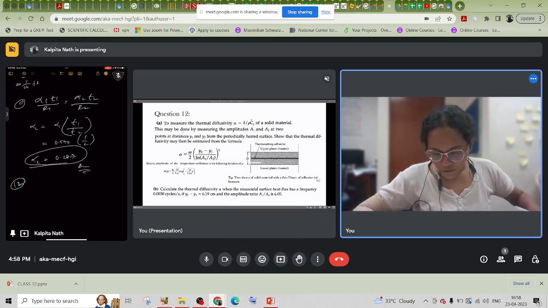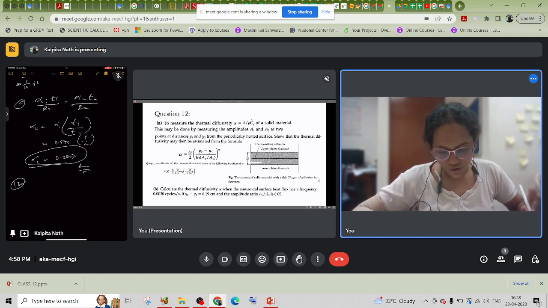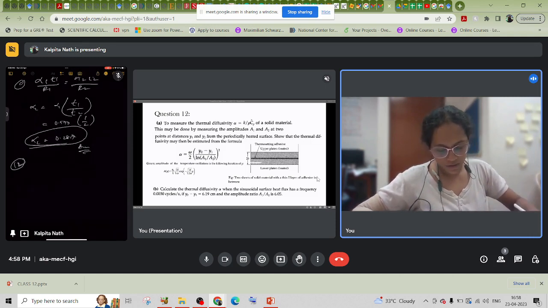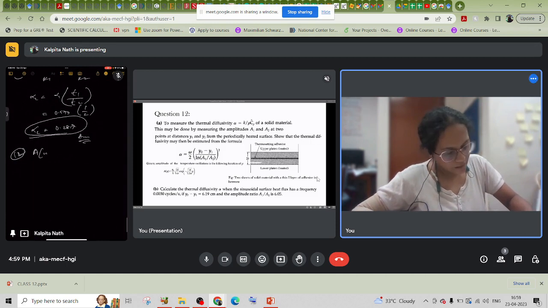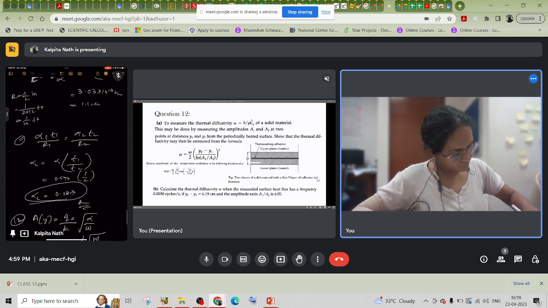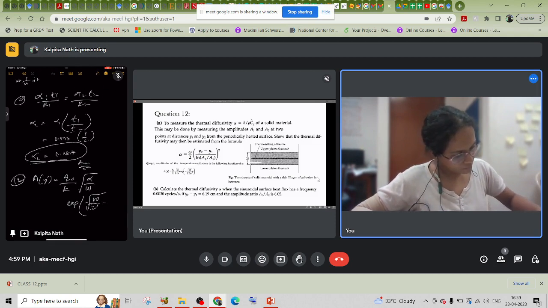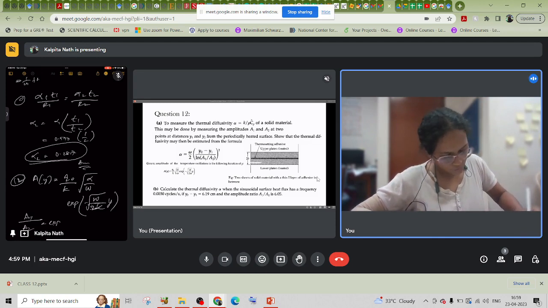Okay, so for question number 12, first we see that the amplitude of the temperature oscillations is the following function: A(Y) is equal to Q naught upon K, root over alpha by omega, exponential of minus root over omega by 2 alpha, Y. Thus, the ratio of the amplitudes for two different distances from the plane, A1 by A2, is equal to exponential of minus root over omega by 2 alpha, (Y1 minus Y2).